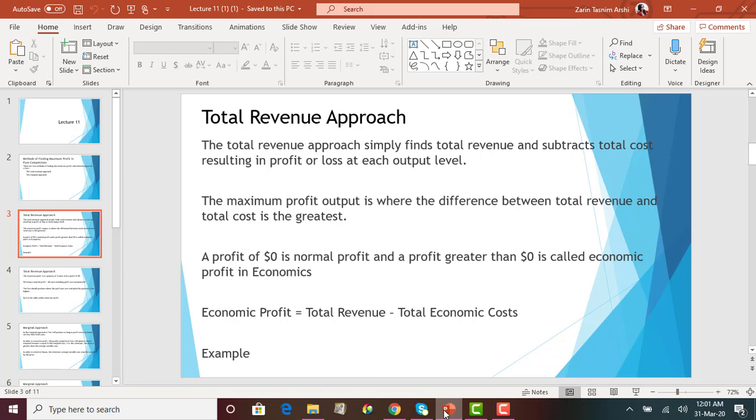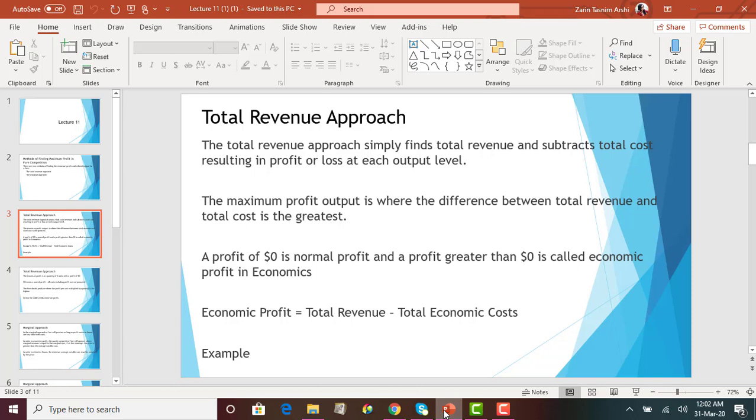This will tell us how much profit the firm is making in the industry, and the point where the difference between the total revenue and the total economic cost is maximum, that is where economic profit is maximized. Okay, again, let me repeat it. When the difference between the total revenue and the total economic cost is maximum, that's where profit is maximized for a firm in a perfectly competitive industry.